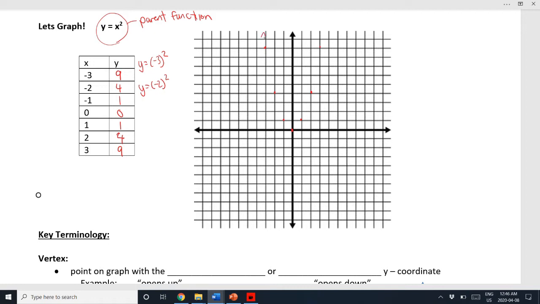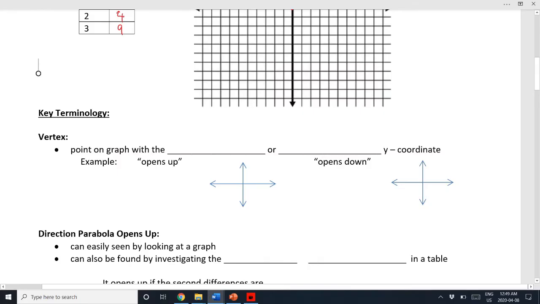And then to finish it off, we're just going to draw a nice line running through all these points here. And this is our graph, and this shape here we call a parabola. So now let's discuss some key terminologies to describe our parabola.